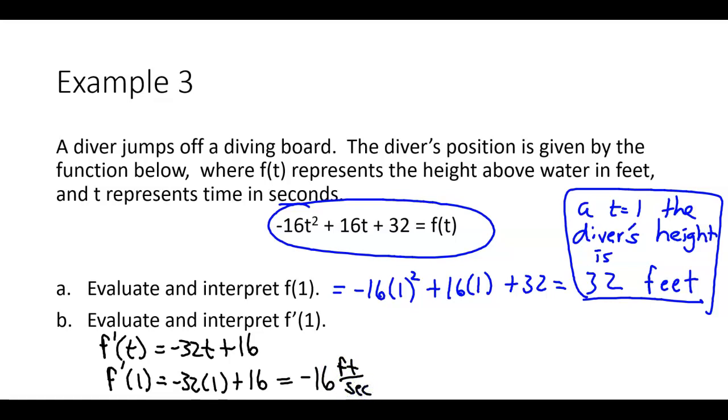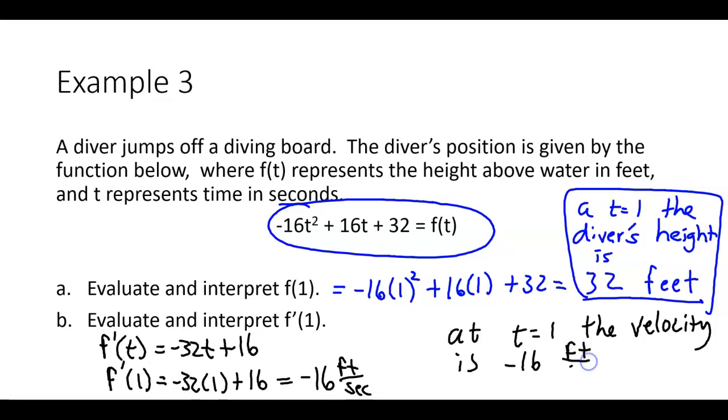Now let's interpret that. The time is 1, isn't it? At t equals 1, the velocity is negative 16 feet per second. At t equals 1, the velocity is negative 16 feet per second.